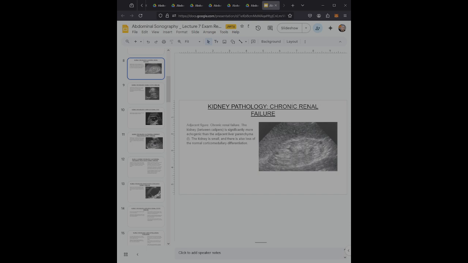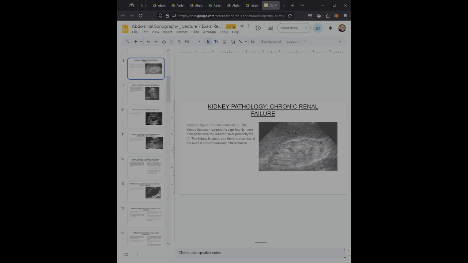So we can also have a gradual decrease in renal function over time, and we refer to this as chronic renal failure. Kidneys that fail to function normally will lead to end-stage renal disease, and the most common cause of chronic renal failure is diabetes mellitus. Other causes include glomerulonephritis, chronic pyelonephritis, metabolic disorders, among others.